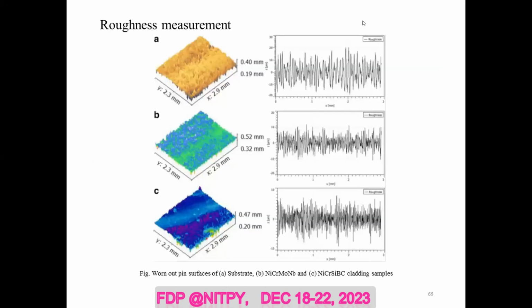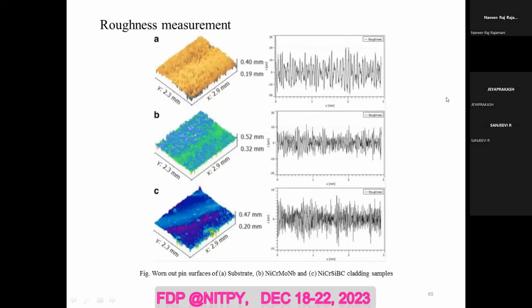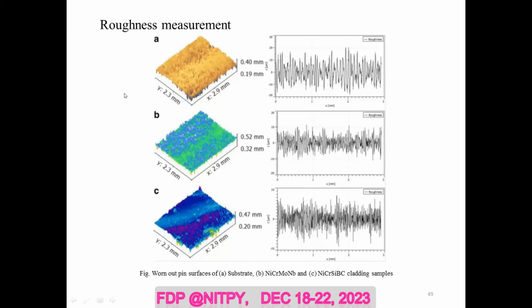At the same time, you can see the roughness measurement. Figure A shows the substrate specimen, figure B the Inconel 625 specimen, and figure C the Colmonoy 5 specimen. In the same way, the roughness is also reflected here. Figure A shows the higher roughness compared with the other two laser clad specimens.